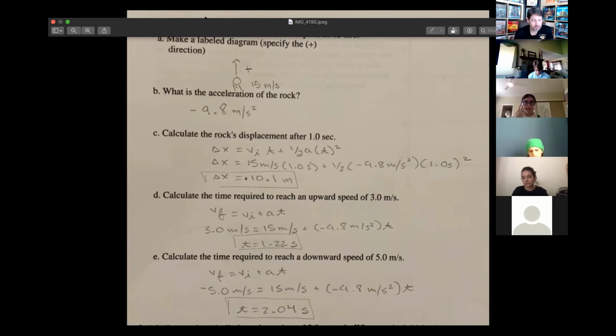And then for D, we used v = v0 + at, and then substituted: the final velocity is 3 meters per second, the initial is 15 meters per second, and the acceleration of gravity is negative 9.8. Then we solved for t, and we got 1.22 seconds. And then E, basically the same thing, v = v0 + at, and the final velocity is negative because it's a downward speed of 5 meters per second. Same thing, 15 for the initial, and negative 9.8 for the acceleration. And then we got t equals 2.04 seconds. Any questions?